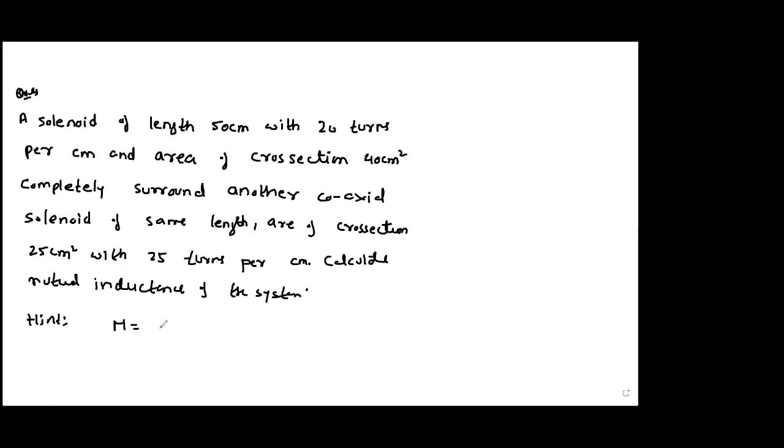The mutual induction is mu naught N1 N2 pi R square. Remember one thing here, R is the radius of the inner solenoid. The solenoid having smaller radius is R1. N1, N2 are number of turns per unit length. And this is a numerical, so take care of units. Whenever you have centimeter square, convert this into meter square. These are the standard conversions: 1 centimeter square is 10 raised to the power minus 4 meter square, and 1 centimeter is 10 raised to the power minus 2 meter.